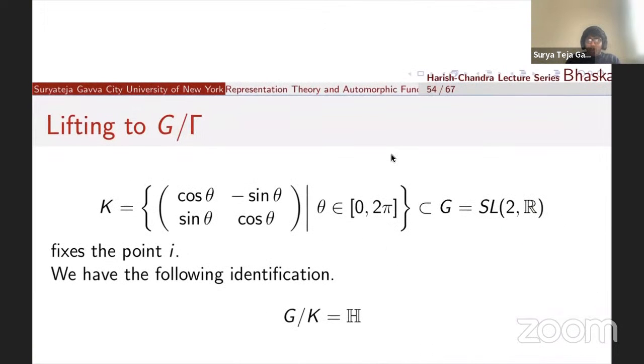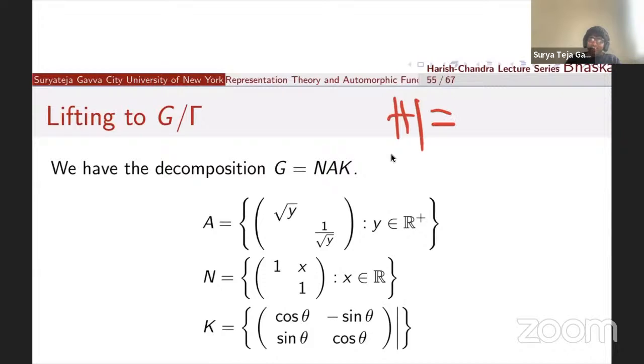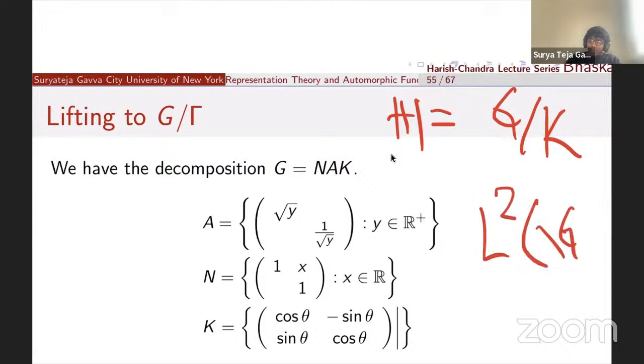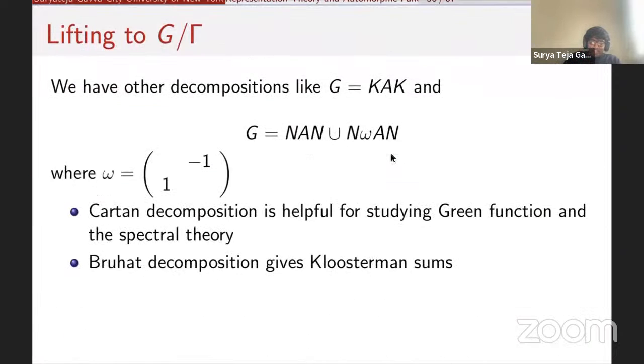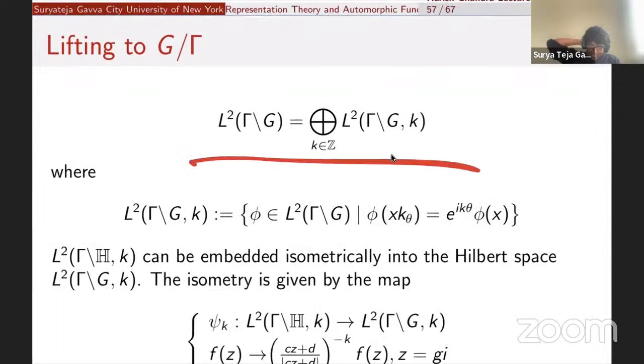The point is that all of these things are functions on H mod gamma, but there's a way to lift them. As I said, you can identify H with G mod K, so functions on H can be thought of as functions on G. So you can lift all these functions that we talked about to functions on G, invariant under gamma. So they are functions on G mod gamma.